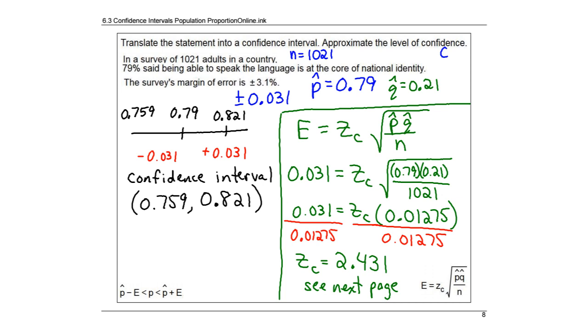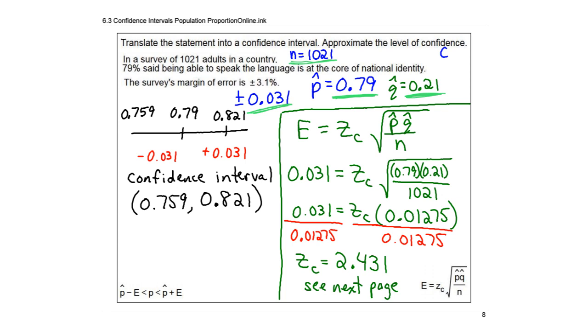So in a survey of 1,021 adults, that means my n is 1,021, 79% said being able to speak the language is at the core of national identity. So that means that my p hat is 0.79. 1 minus that would give me q hat, so that's 0.21. And then it tells me that the margin of error is 3.1%. So the margin of error is 0.031. Okay, so I went ahead and drew the confidence interval, but that's not really what they were asking for.